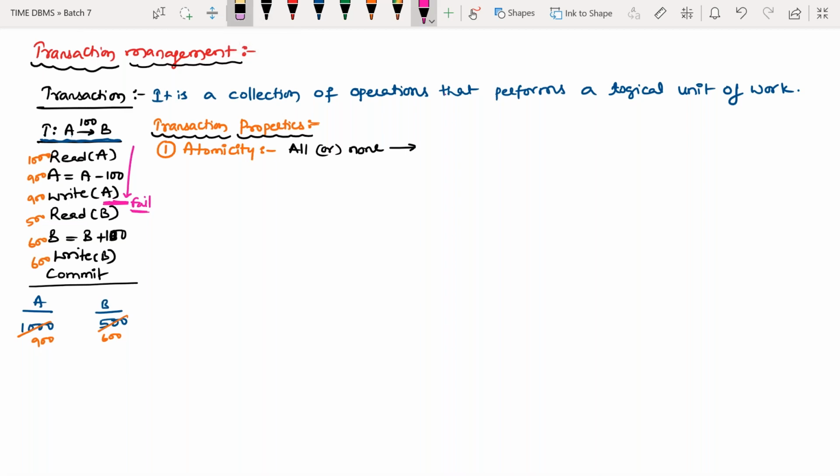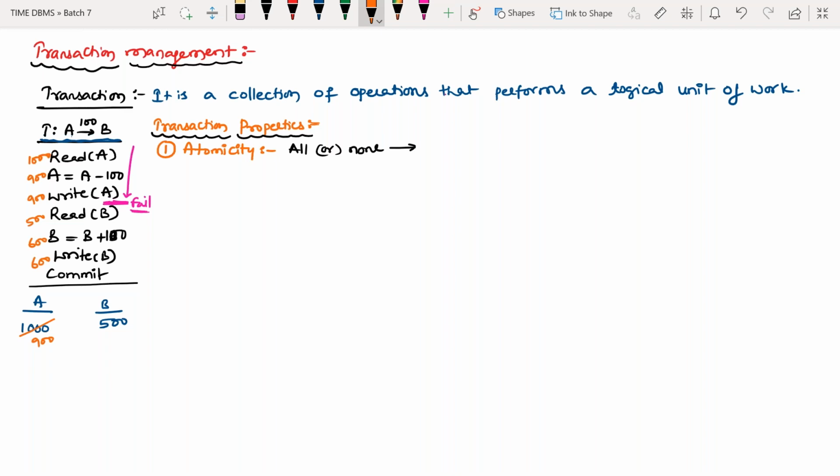After debiting from account A, account A becomes 900. After account A becomes 900, if a failure occurs, it causes a loss, because 1000 is already overwritten with 900. Because 1000 is overwritten with 900, what is the value on the disk? 900. Because a failure occurred, the amount is debited from account A but not credited into account B, causing a loss.